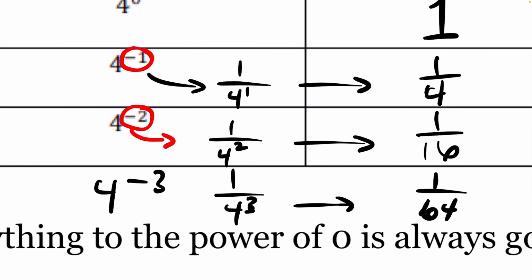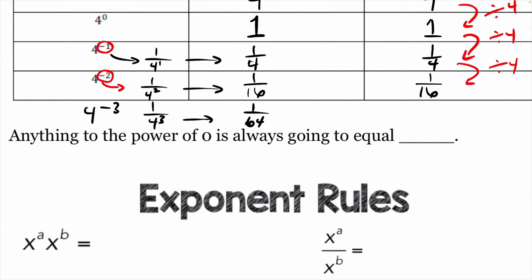What you guys just did there was rule 5. That's rule 5. Okay? Anything to the power of 0 is always going to be 1. I don't care what number, what letter, what variable, what anything. It could be long, short, medium, skinny, fraction, decimal. If it has a 0 power, it's always going to be 1.